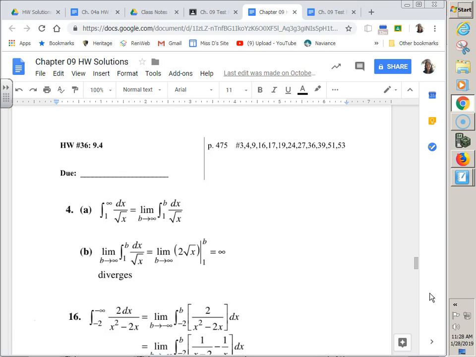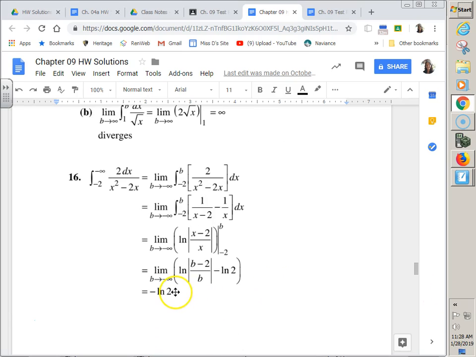Number 4, letter A was just rewriting? Yeah. Oh, got it. Letter B, infinity diverges. Number 16, final answer, it converges to negative ln of 2. Or, how could you rewrite it? Bring up the negative 1 as a power. It could be ln of 1/2. How can I get minus ln of 2? What is ln of infinity over infinity? That's my question. Well, no, plugging in negative 2, that'd be negative 4 over negative 2 is positive 2.